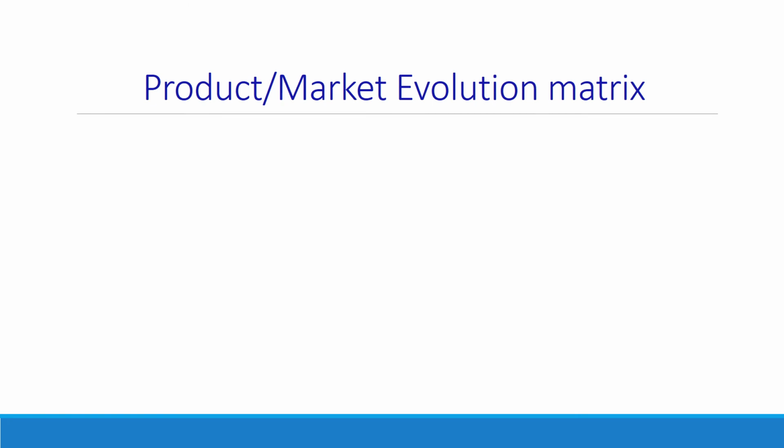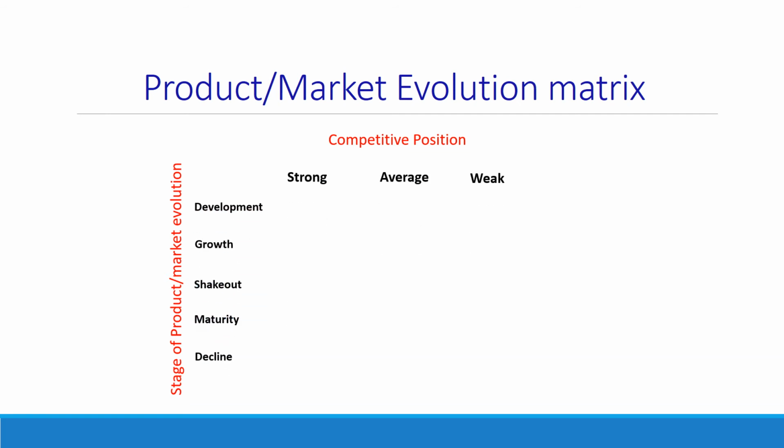Next is the product or market evolution matrix. Apart from the other two matrices, this matrix uses the stage of product or market evolution and the competitive position as the two dimensions for finding the position of a business. Each dimension is classified into a number of degrees: the competitive position as strong, average, weak, and the stage of product as development, growth, shakeout, maturity, and decline.